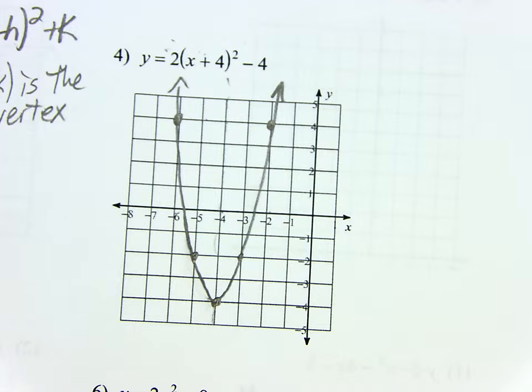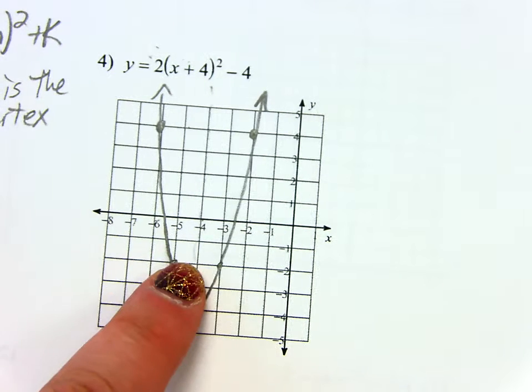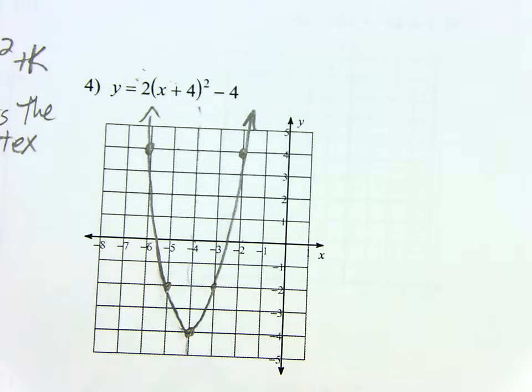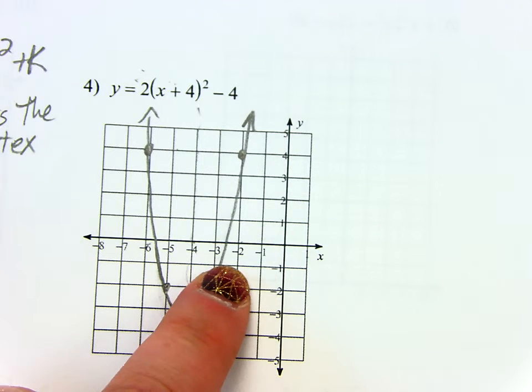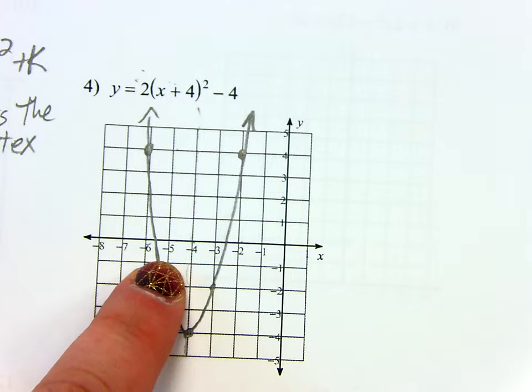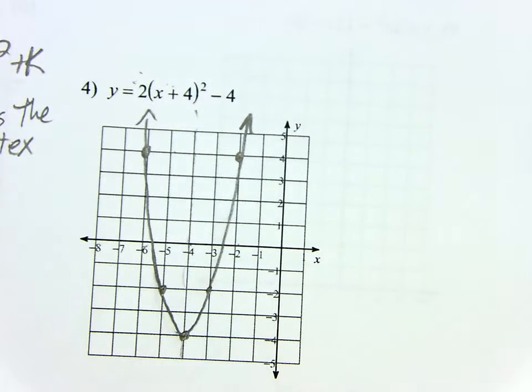So, what do we think about vertex form? Pretty easy, right? That's a lot better. Say I specifically asked you what the x-intercepts were. I know it's going to be between -2 and -3, and between -5 and -6. But what if I asked you where they are exactly? How are you going to do that with this one?